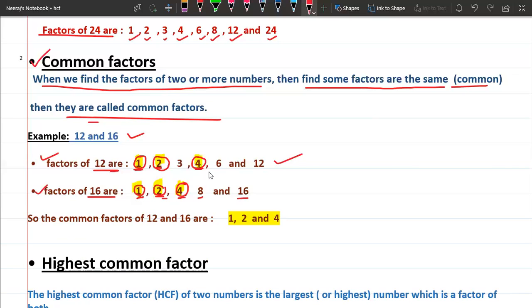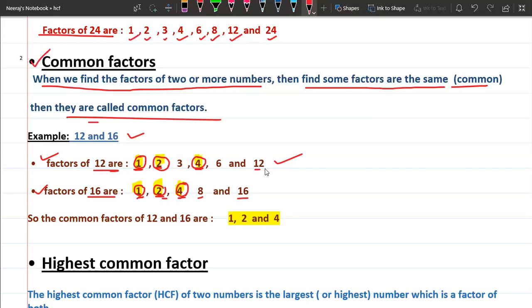we will circle it. Now 6 is present in 12, but 6 is not present in 16, so it will not be a common factor of 12 and 16. Which numbers are coming same in both 12 and 16? These are called common factors.